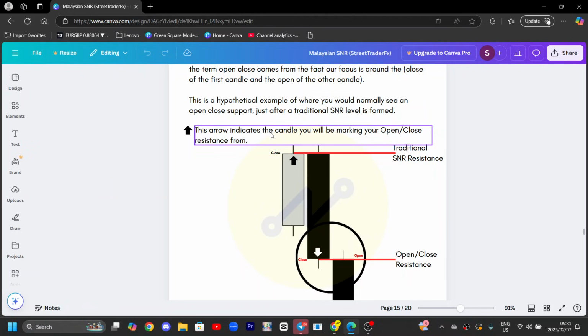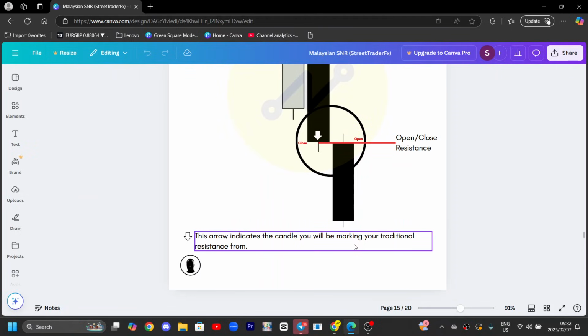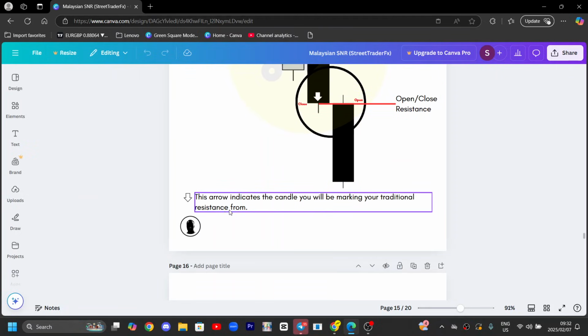Just after a traditional SNR level is formed, this arrow indicates the candle you'll be marking the open close resistance from. Obviously you can see it's not that one. That's just a traditional level SNR, right? Still going to do some editing. It's from a previous page. So obviously your open close is going to be here, the close of the previous candle, and then the open of the following candle, right? Yeah, you see, these are some of the things which I have to edit.